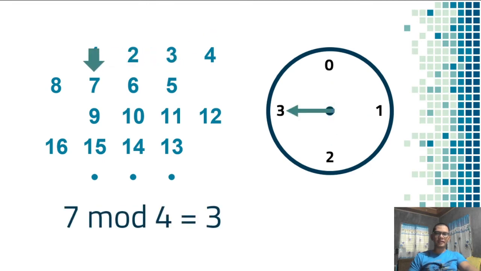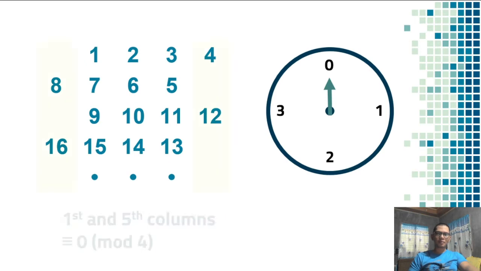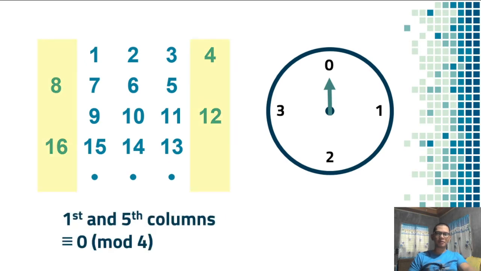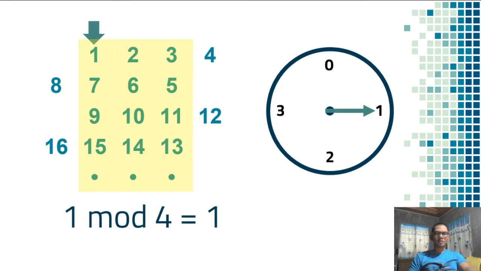If we look closely again, we see that all numbers on the first and fifth columns appear to point at 0 on the clock. This means that numbers in the first and fifth columns are congruent to 0 mod 4. In other words, dividing these numbers by 4 yields a 0 remainder. Another thing we can observe is that numbers in the second, third, and fourth columns somehow follow the numbers 1, 2, and 3 on the clock, going left to right on the odd rows and right to left on even rows.